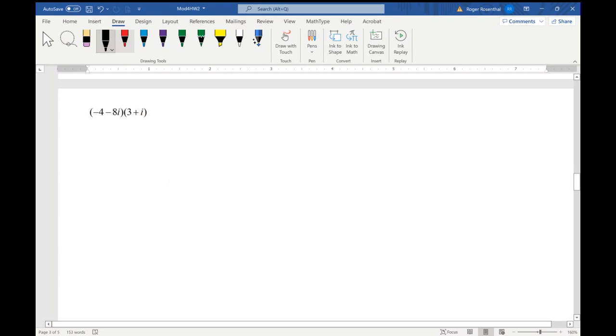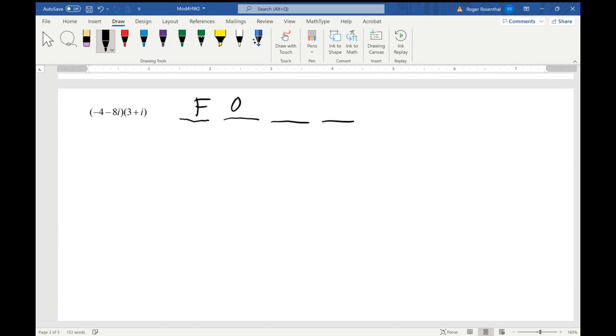Okay, this one here, I'll give you a hint. There's a 4-letter word that tells you what to start with. Pause the video, see if you can do it. So this is FOILing here. It's not the only way, but it's the most common way. The outsides would give you 12. The insides would give you negative 24i. The lasts, this times that, would give you negative 4i. And the last one here with the last one here will give you minus 8i squared.